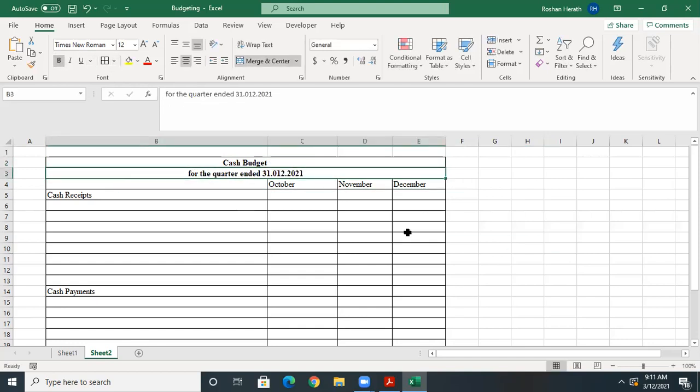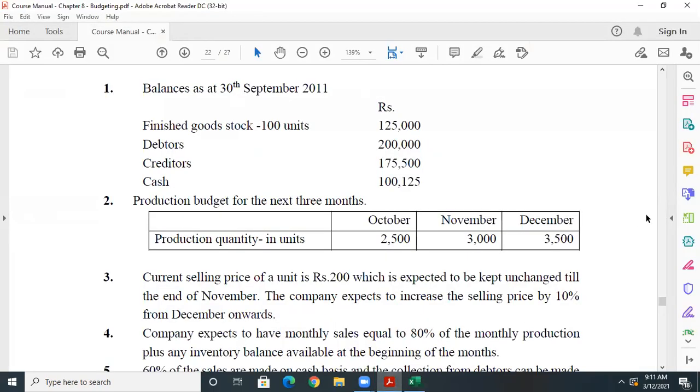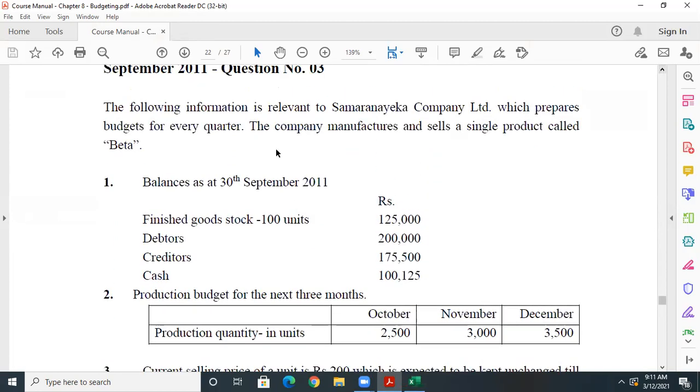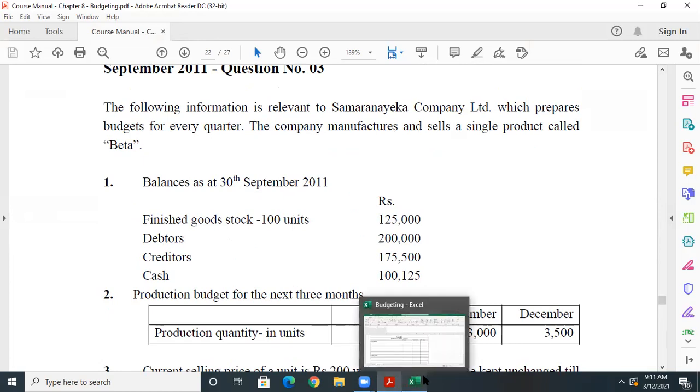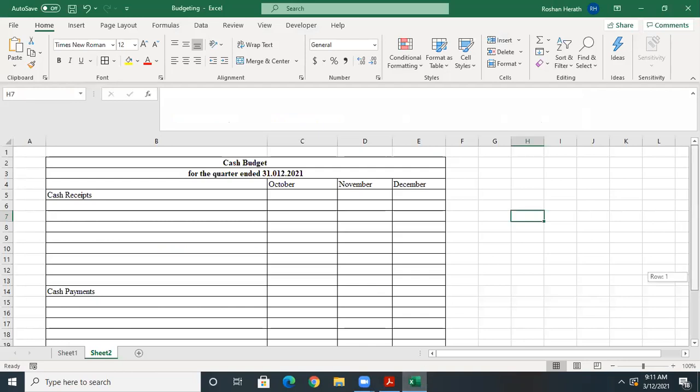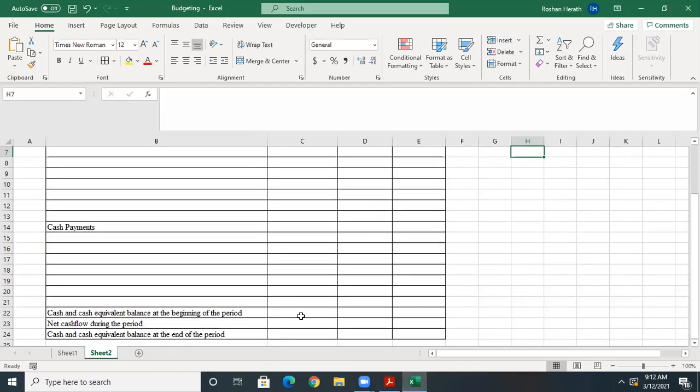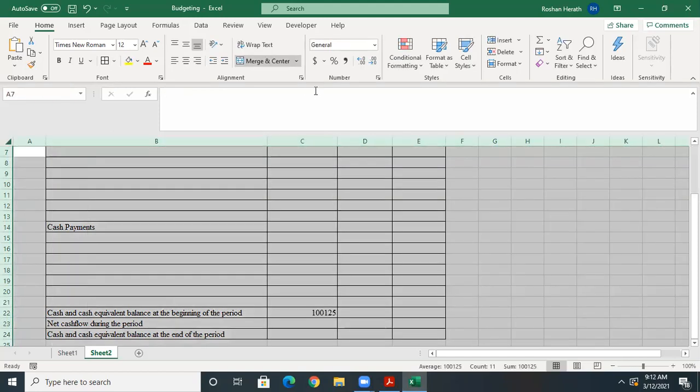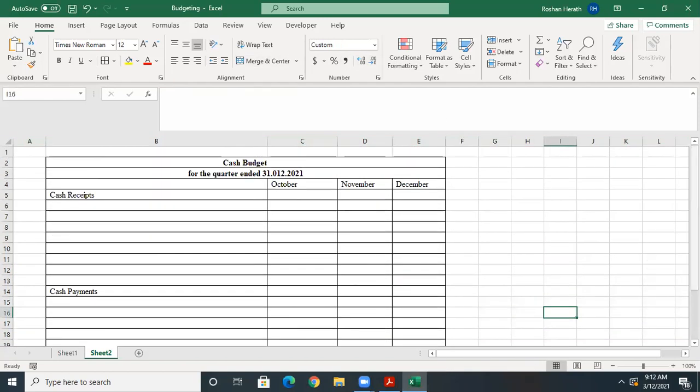Right. So once you get the structure, you can move on to the question. So in this question, you are given the balance. Balance as at 30th September is given. So out of that, what is important for us may be the cash balance. So that is the cash balance at the beginning of October. So therefore, that would be a good starting point: cash and cash equivalent at the beginning of the period. Right. You get that.